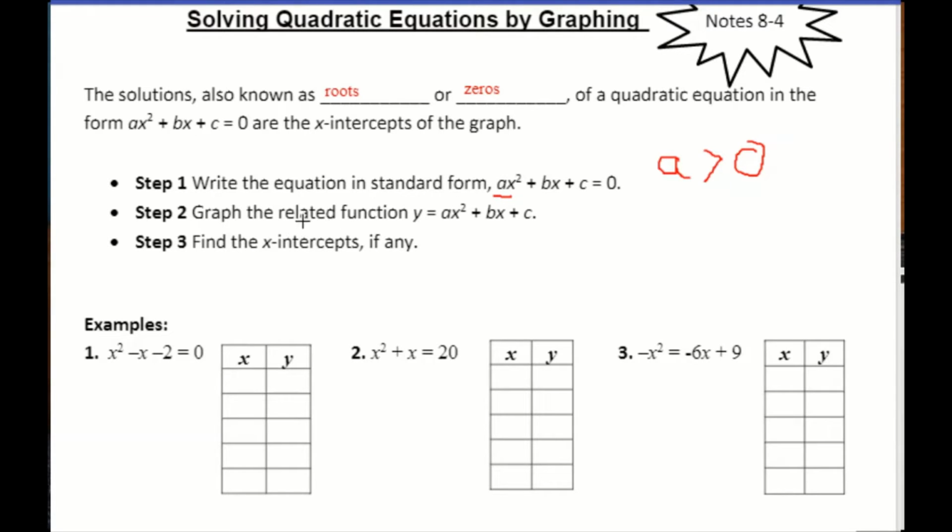Then we want to graph the related function. In other words, if we have y equals this standard form quadratic equation, and we plot the graph, when we find the x-intercepts, that's where we're going to find the solutions, the numbers that we can plug into x to make this equation true. So that's the basic idea here. As long as you understand that we are trying to find the x-intercepts of the related graph, that's really all you need to know. So let's go through some examples and I'll show you how we're going to graph these. Essentially, we're not going to use any tricks or anything.